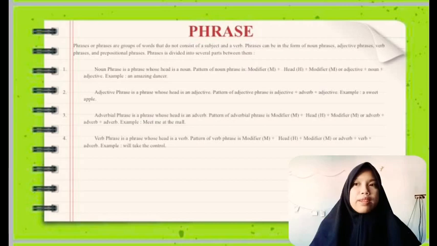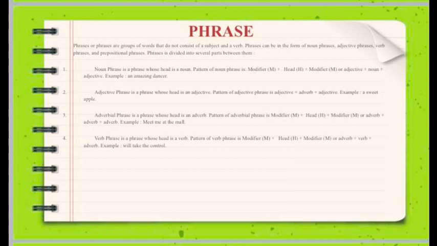4. Verb phrase is a phrase whose head is a verb. Jadi, verb phrase adalah kumpulan kata yang terdiri dari beberapa kata kerja seperti main verb, auxiliary verb, transitive verb, intransitive verb, dan lain-lain. Pattern of verb phrase is adverb plus verb plus adverb. For example, we'll take the control.